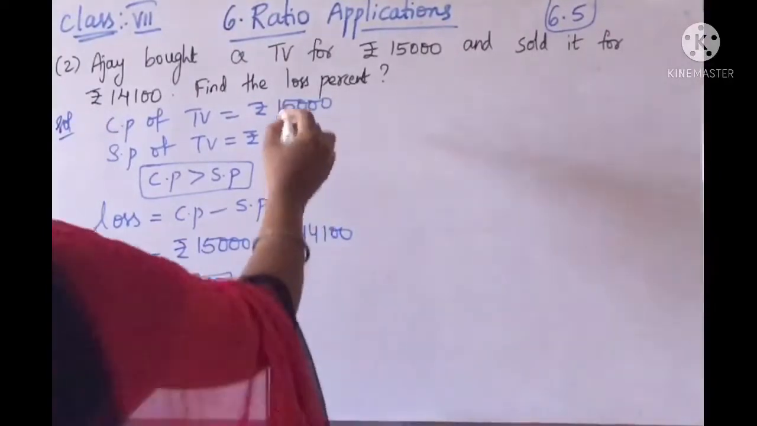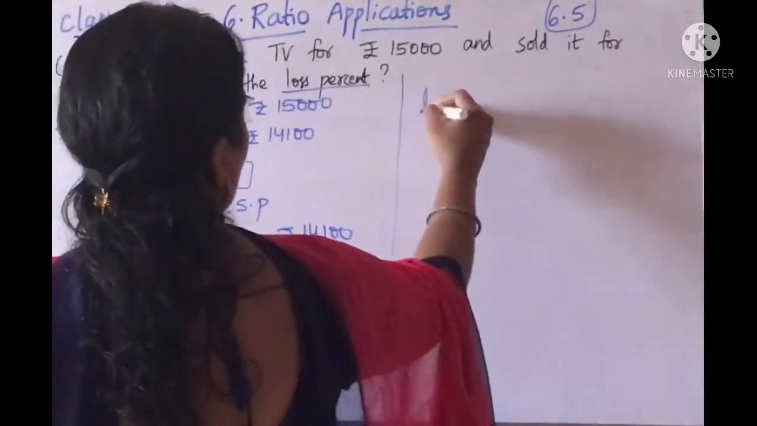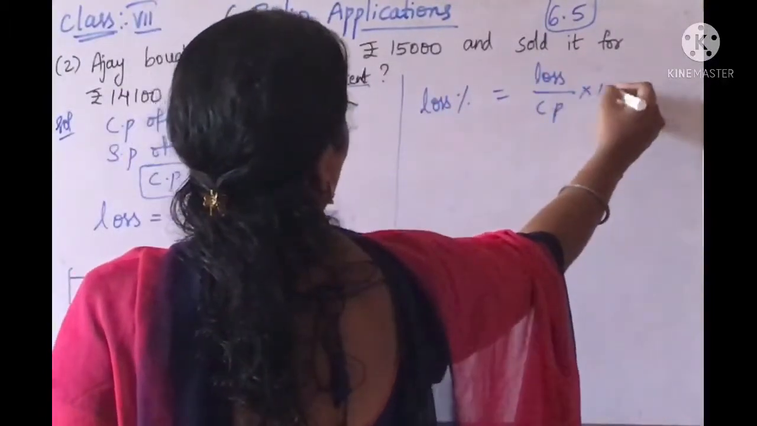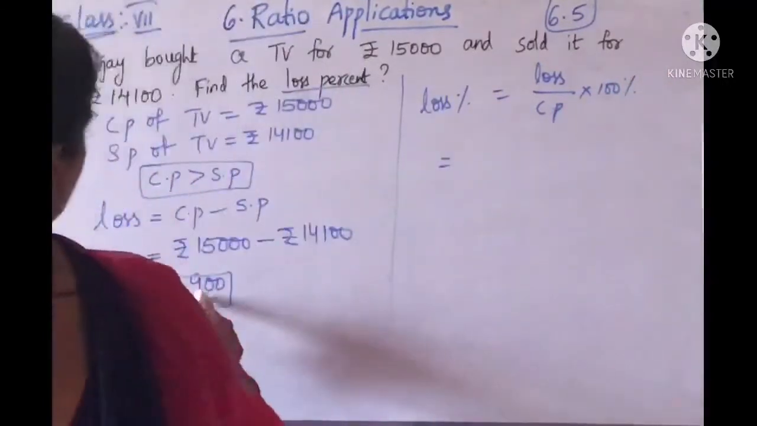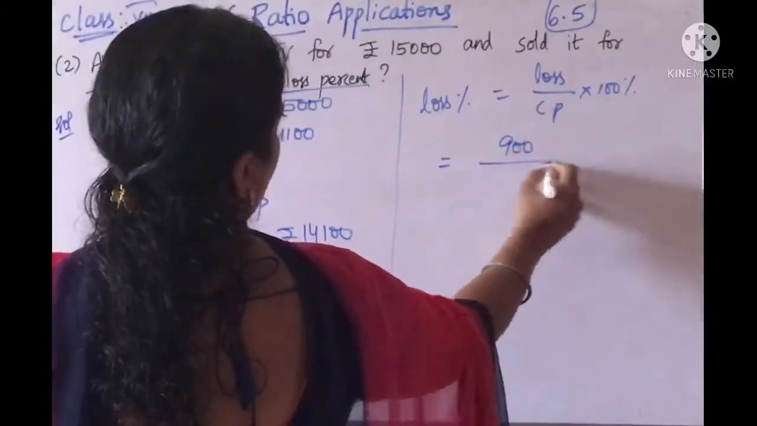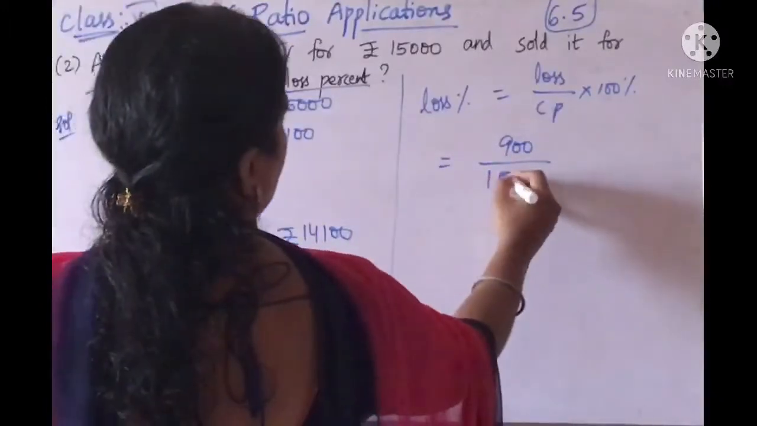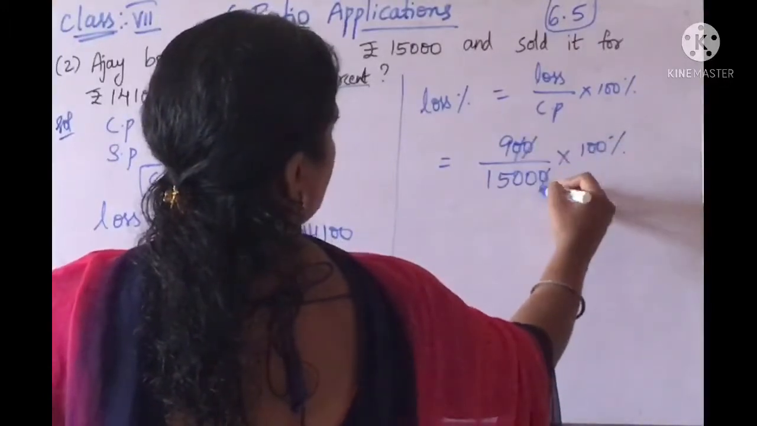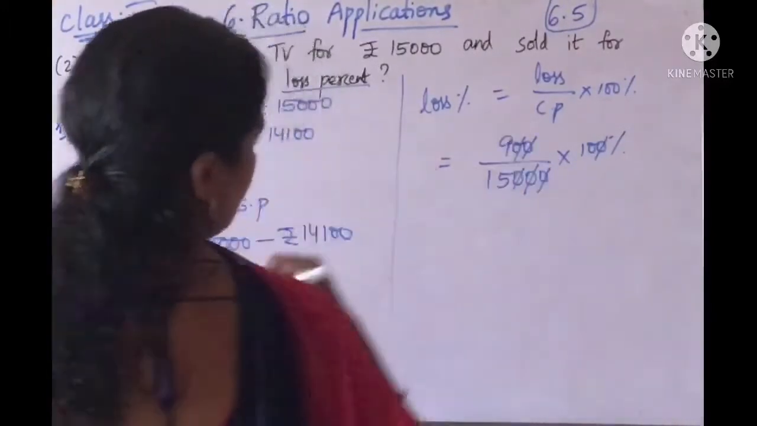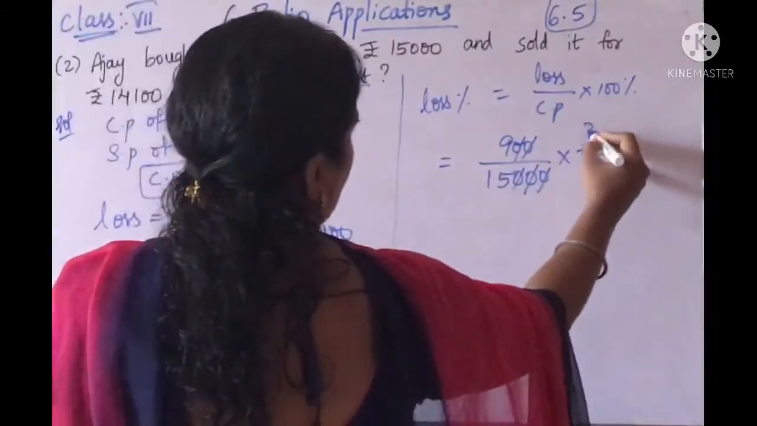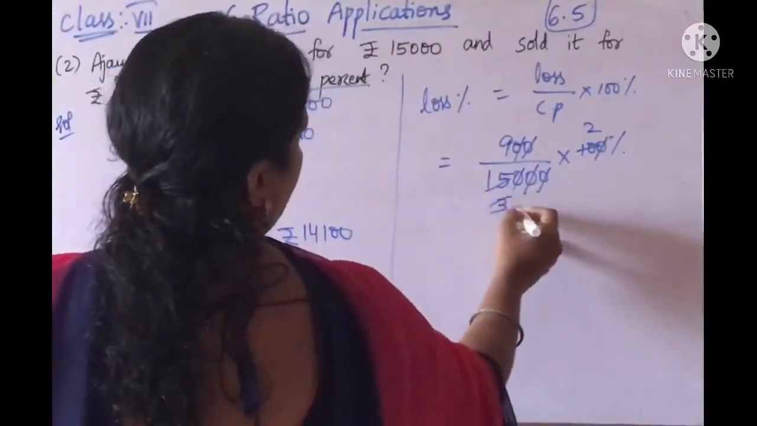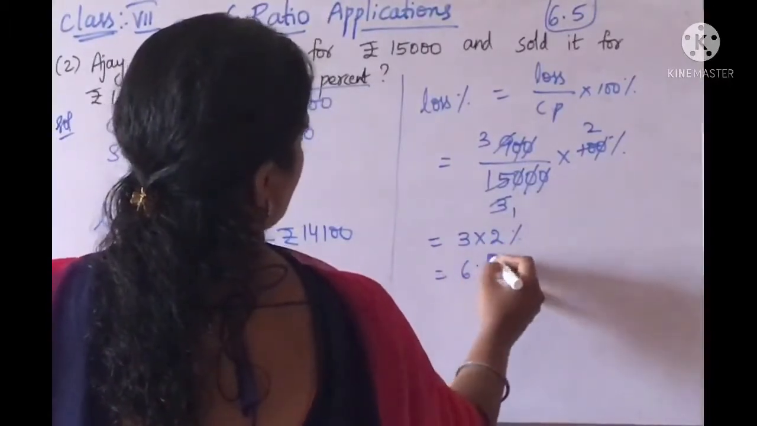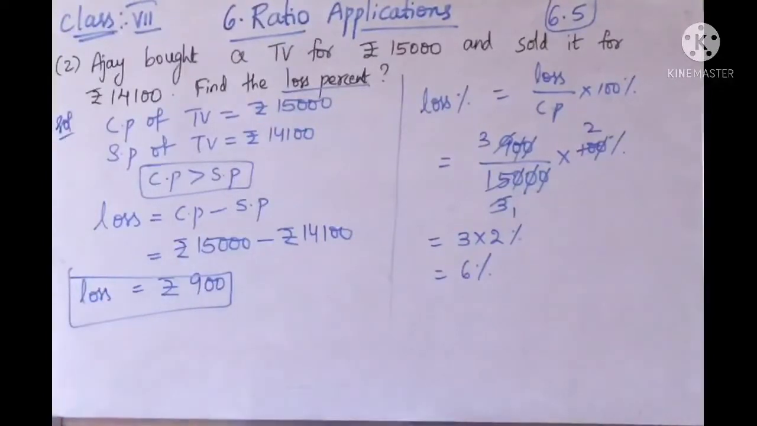But they are asking you to find the loss percentage, right? So what is the loss percentage formula? Loss by CP into 100%. What is loss here? Rupees 900. Then what is the CP here? 15,000, right? Into 100%. Now here the 0 0 and this 0 get cancelled, children. 5 twos are 10, 5 threes are 15, and here 3 ones are 3, 3 threes are 9. So finally you will get 3 into 2 percentage, that is 6% loss percentage.